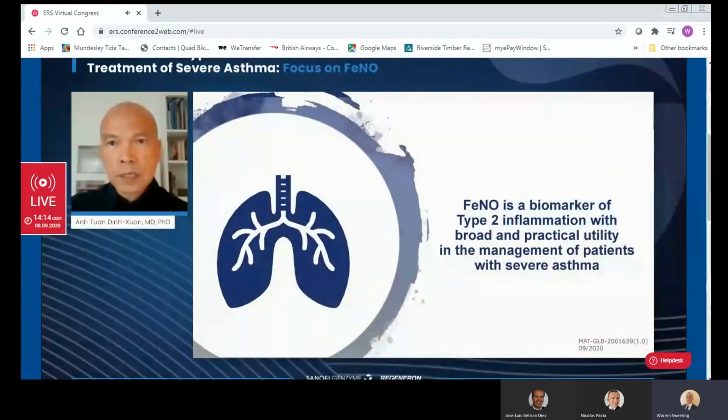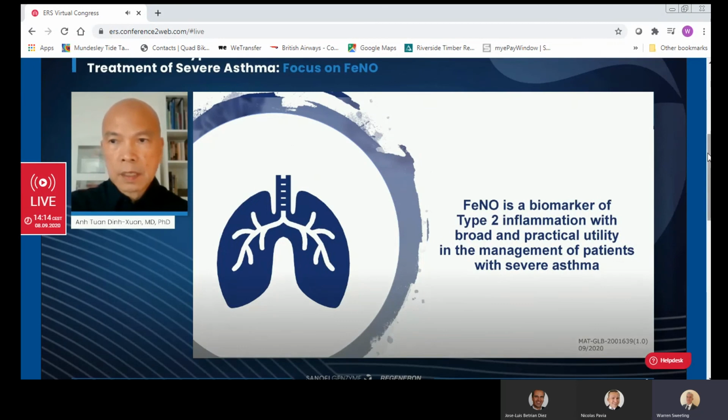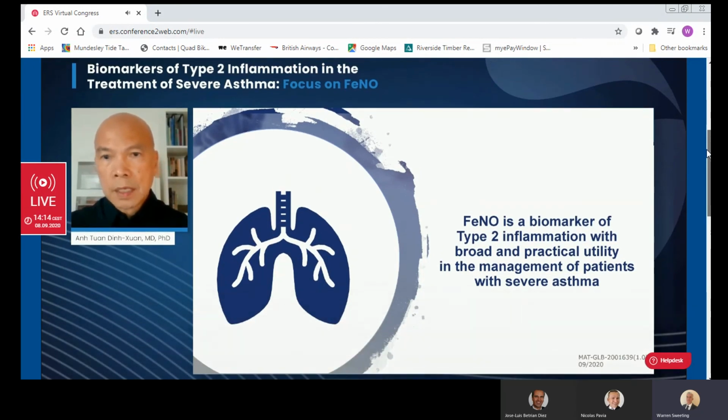Now we are moving to the last part of this symposium. Namely, we are going to discuss FeNO as a biomarker of type 2 inflammation with broad and practical utility in the management of patients with severe asthma. And I will invite each of my colleagues to make a summary remark about the rather broad and practical utility of FeNO in severe asthma management.